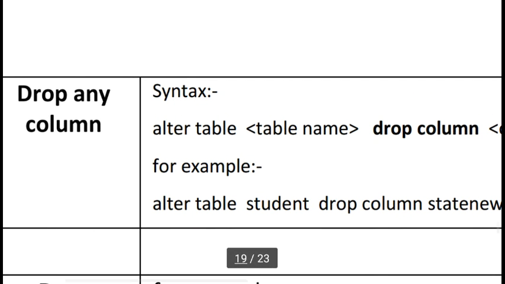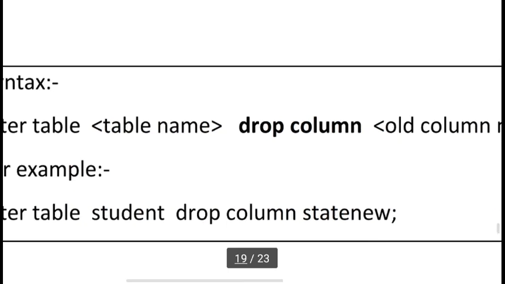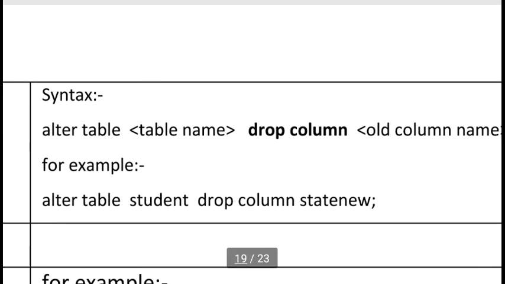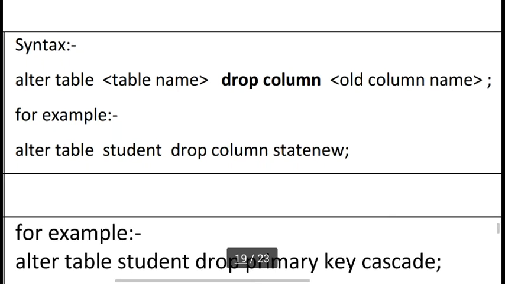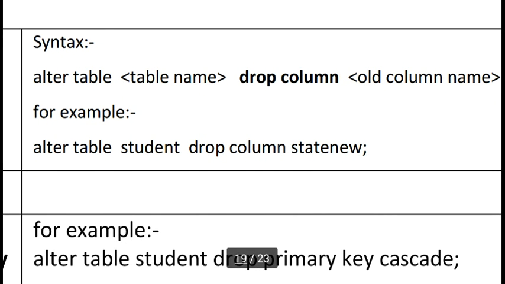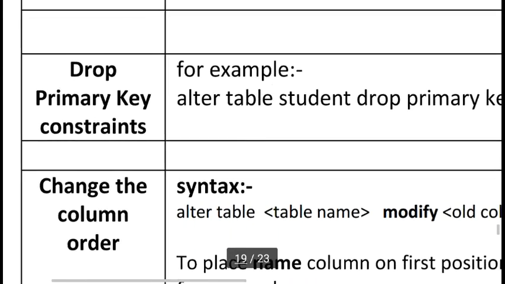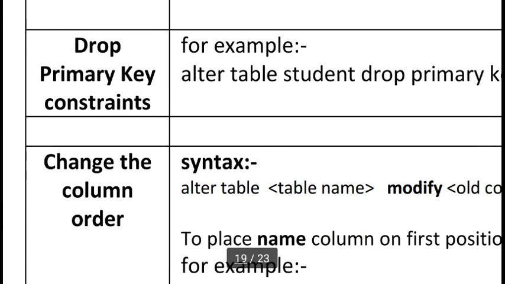Here, a new thing is, suppose I want to delete a column. We can use the drop column option. So: alter table, table name, drop column, old column name. A simple example is alter table student. Suppose I want to completely drop the state new column. So drop column state new.